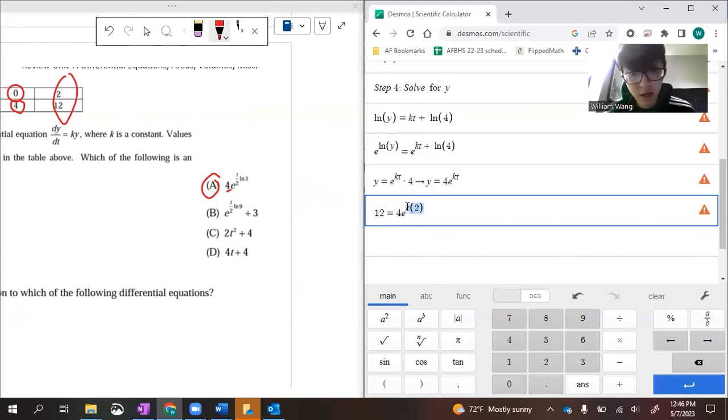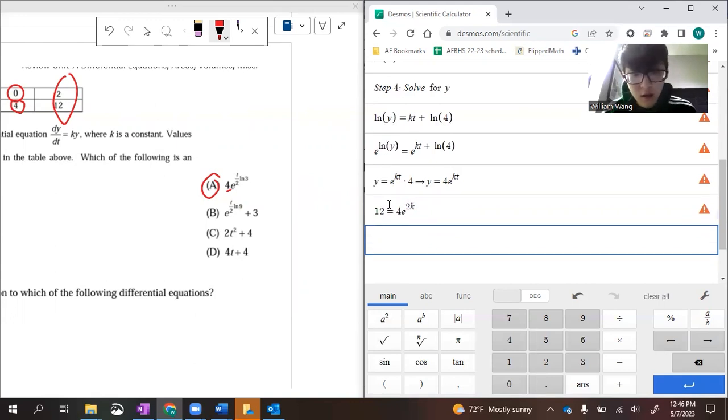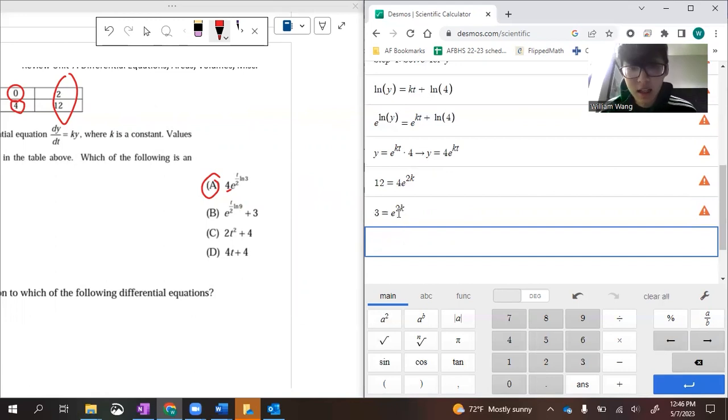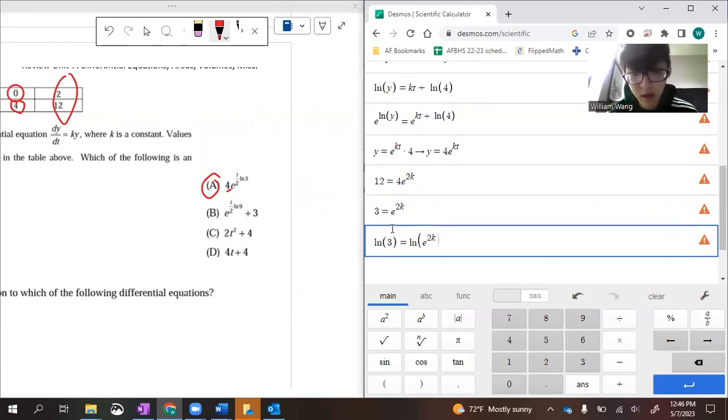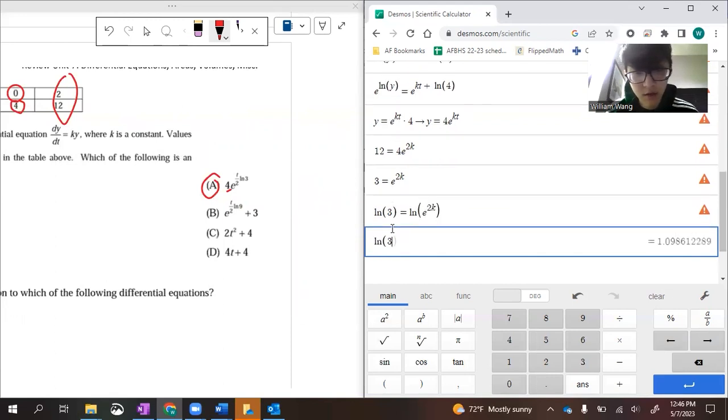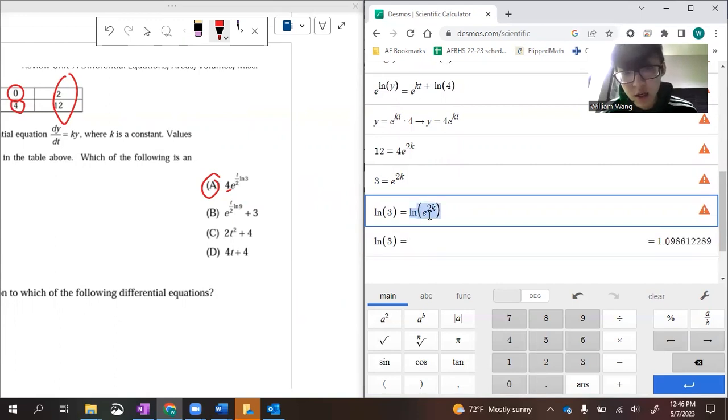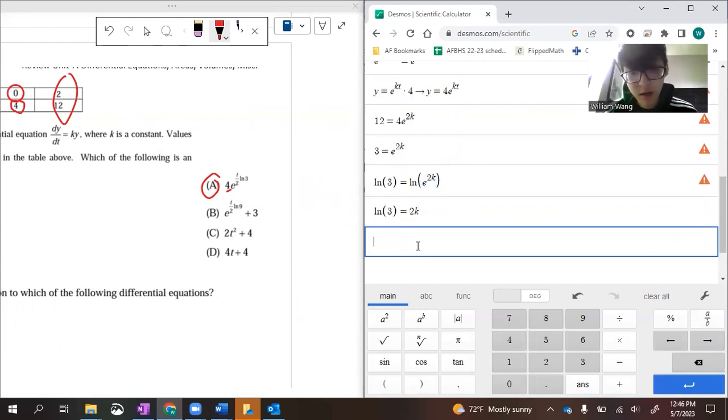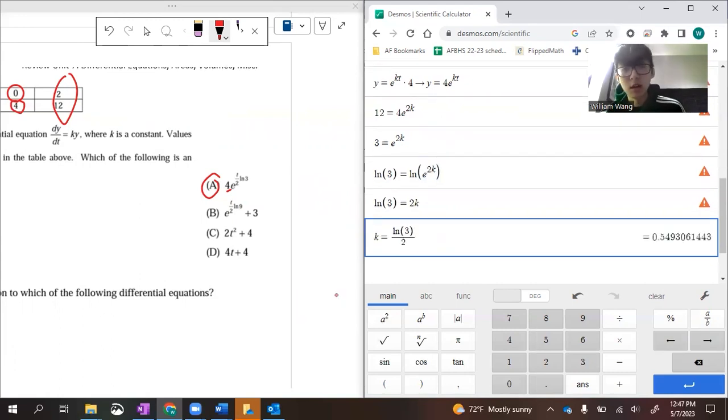So that's 2k. First, I'm going to isolate k, right? So divide both sides by 4. So 3 is equal to e to the 2k. Let's get rid of this e by taking the natural log of both sides. So natural log of 3 is equal to natural log of e to the 2k. Natural log and e cancel out, so I'm left with 2k. So k is equal to natural log of 3 divided by 2.